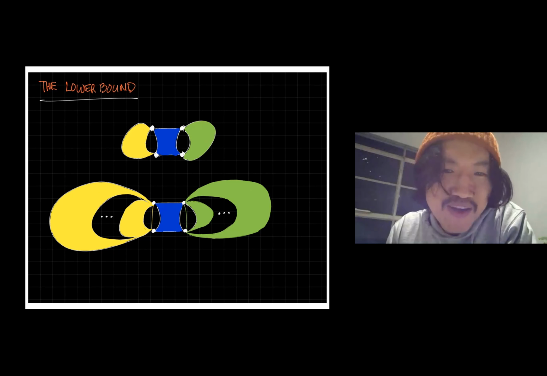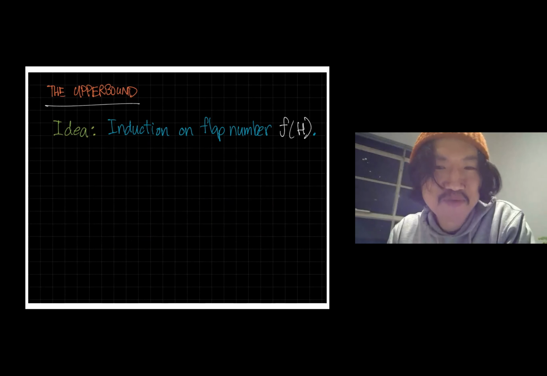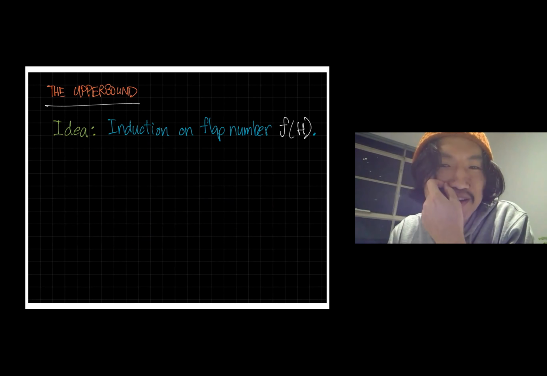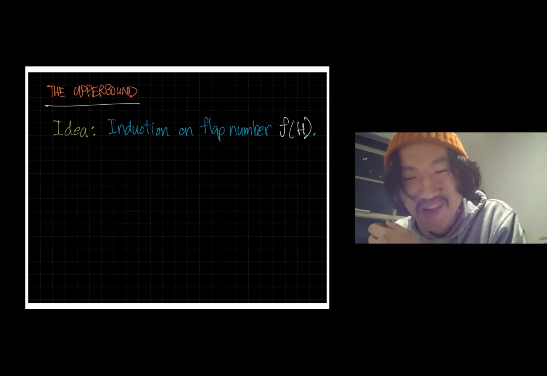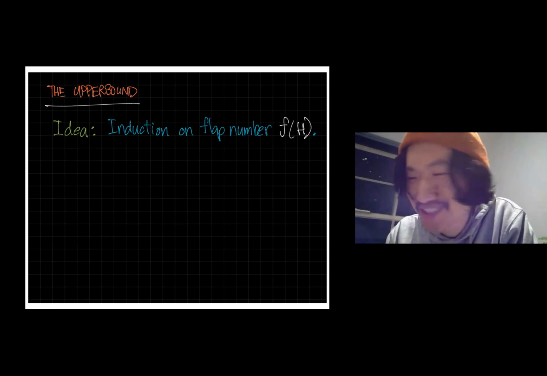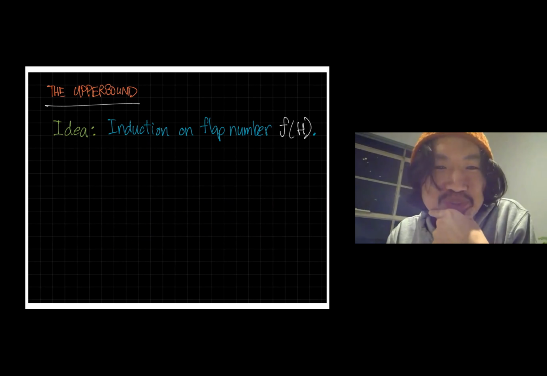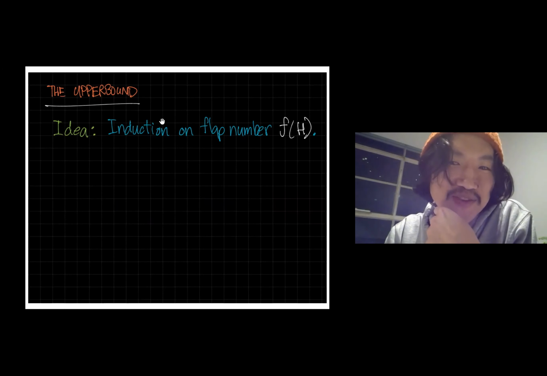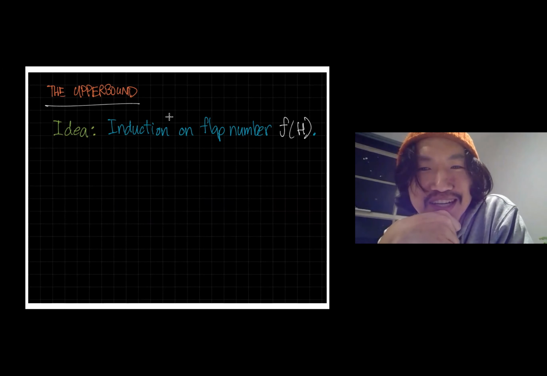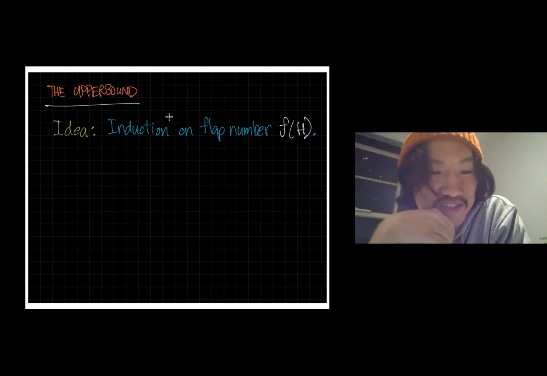It's the upper bound that's tricky. So let me at least give some ideas. So far, everything I've said is true. So we haven't reached the mistake yet. But we're approaching the mistake. So to prove the upper bound, what we want to do is to go by induction on the flap number, right?